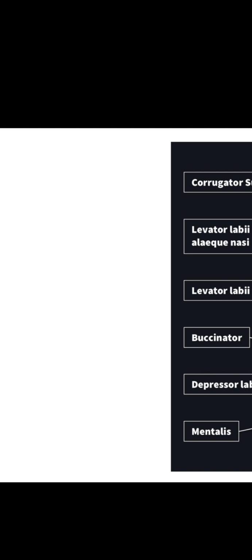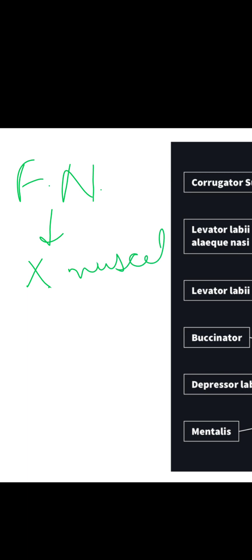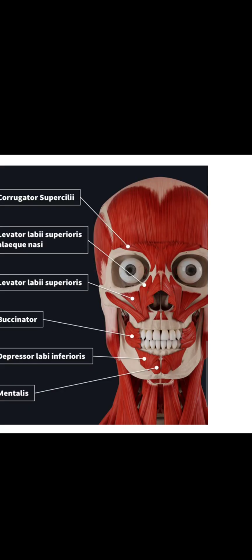So let's just recapitulate. In Bell's palsy, since the facial nerve is injured or paralyzed, there is no supply to the muscles of the face, and thus there is a mask-like or expressionless face. Okay, I hope that this is clear.